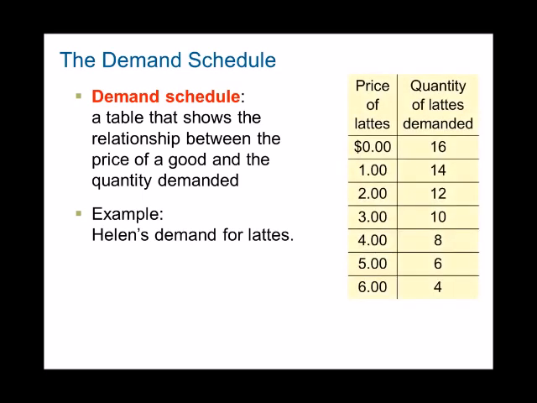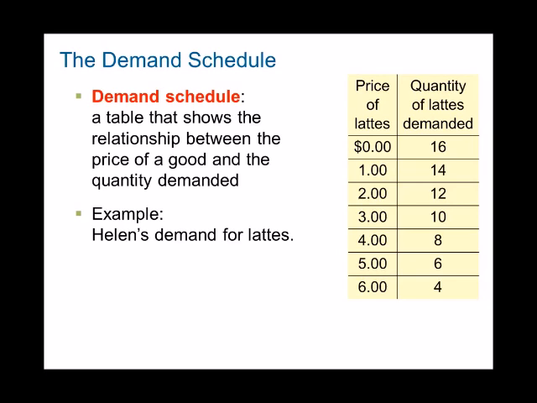So for example, let's consider a person named Helen. We go to Helen and ask, all right, Helen, if you have these prices offered to you, how many lattes would you purchase? Let's say lattes are free, $0 to you. How many lattes are you going to purchase? And Helen might say 16. Notice that it's not infinite, because there is a satiation point. Even if we get something for free, after a point we will say, no, I don't want this anymore.